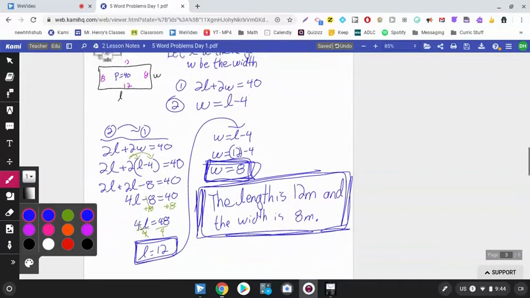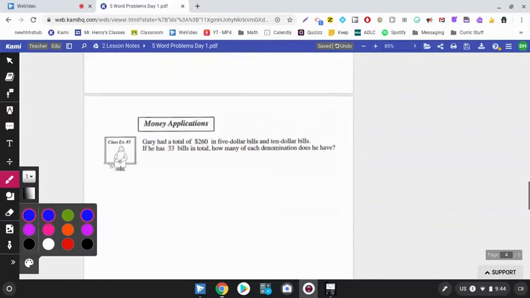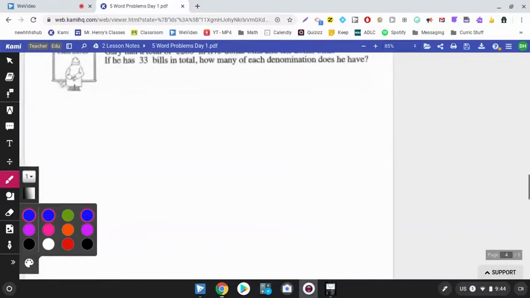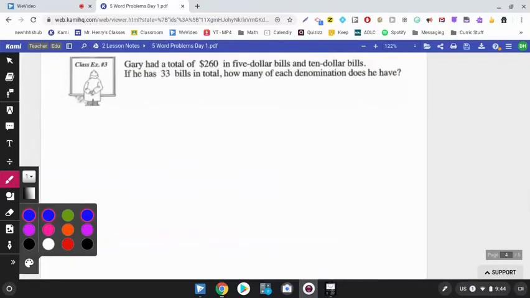All right, I think we're going to do one more. Money applications. We definitely would have looked at something similar to this in grade 9. I think we're going to have an easier time now. So here we go. Gary had a total of $260 in $5 bills and $10 bills. If he has 33 bills in total, how many of each denomination does he have?